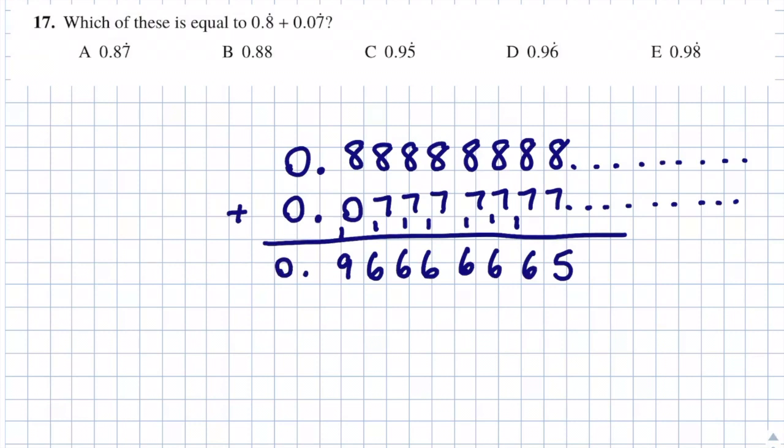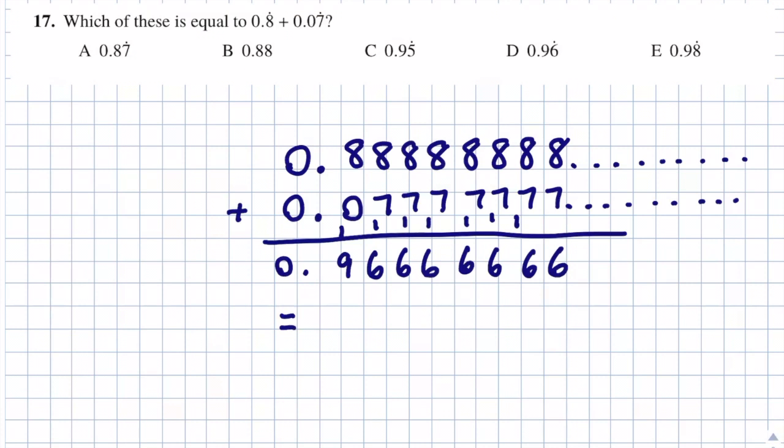Now what you should be able to see here is we've got 0.966666665. But like I said, I treated the 0.8 recurring and the 0.07 recurring as two numbers with finite decimal places. So I'm not actually going to end up with a 5 here. I'm going to end up with a 6 here, because that 6 is what keeps on recurring. So if I write this in recurring decimal format, it's 0.96 where the 6 is recurring. We've got an answer for that, which is answer D. So therefore, final answer equals D.